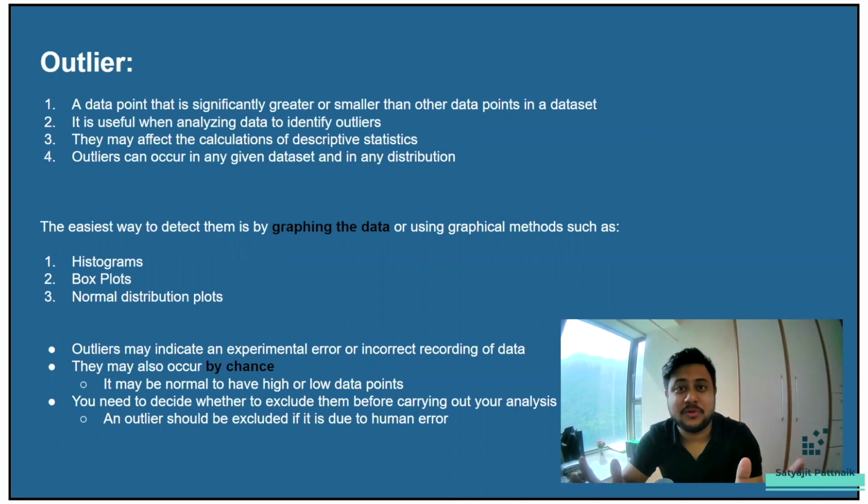Today's topic is going to be one of the favorite topics in statistics, which is outlier detection. Now we'll talk about outlier detection and anomalies. What are they? How do they occur? How do we handle them? Everything will be covered in this video. So let's get started.